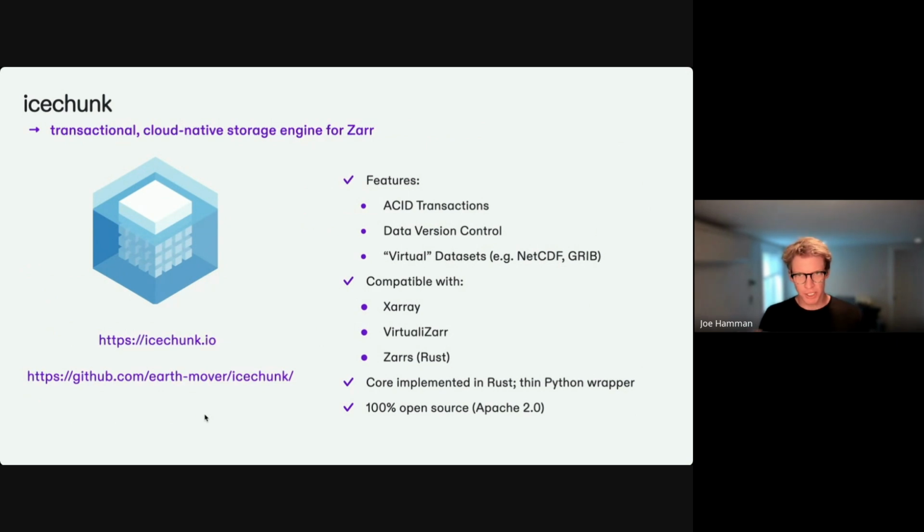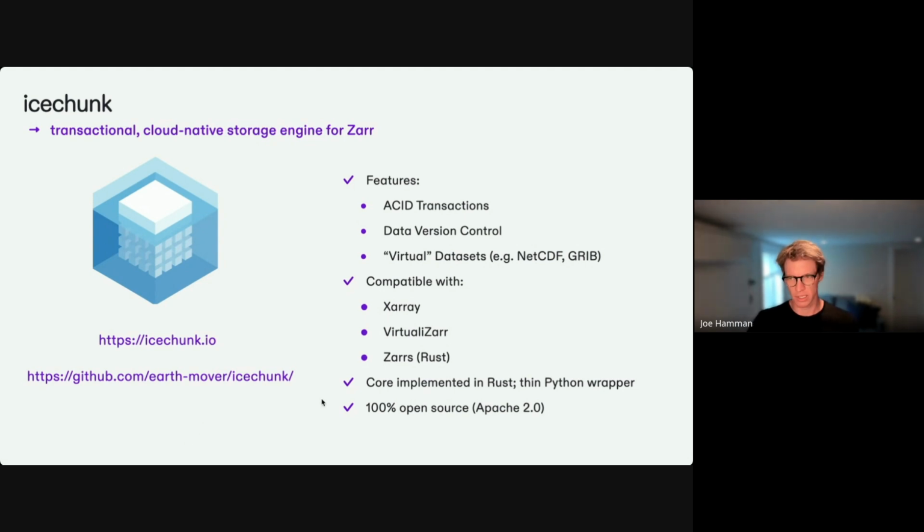So as I mentioned, Icechunk is a project that we've been working on at Earthmover over the last year or so, and it is a transactional cloud-native storage engine for Zarr. So it exists one layer lower in the stack than Zarr, and it offers features like ACID transactions, data version control, virtual data sets, the ability to ingest data without having to copy it from archival sources, and really is meant to provide a stable, high performance foundation for using the Zarr and Xarray stack.